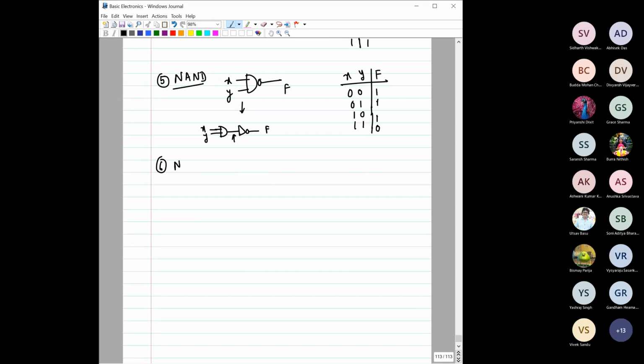Then the NOT gate. Sir, you're calling it an inverter. This is not the inverter as in the op amp, right? This is not the same inverter. In the op amp, which inverter are you referring to? The inverting circuit, the inverting amplifier. No, that is not the inverter.